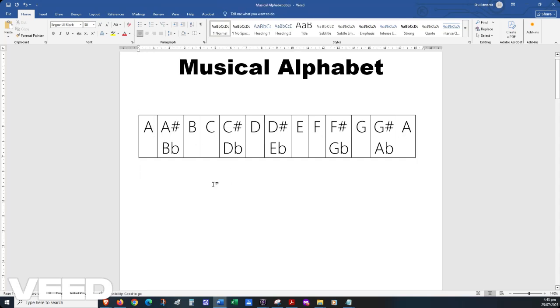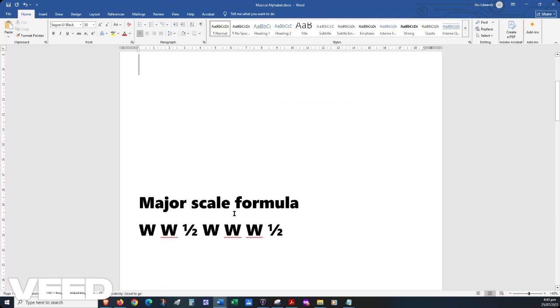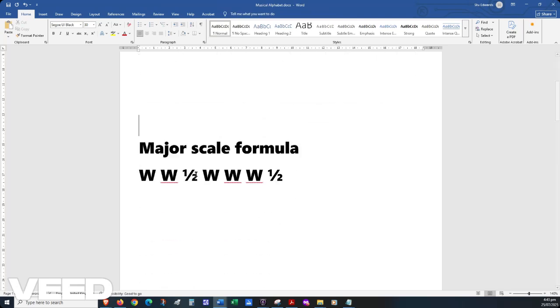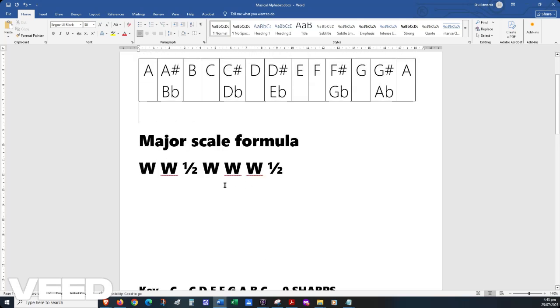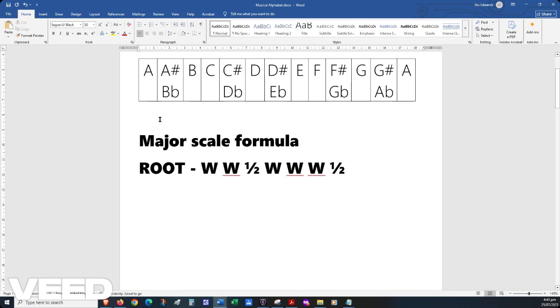So first of all, we're going to talk about the major scale and how we make that. And we'll just remind you that you begin on a root note, and then you move a whole step, which is 2 frets, and then another whole step, which is 2 frets, and then a half step, and that's only 1 fret, and then whole, half.